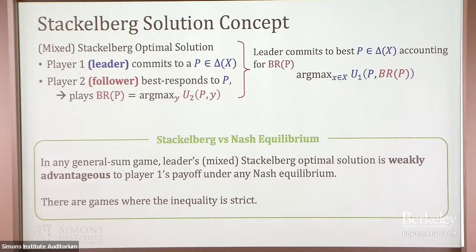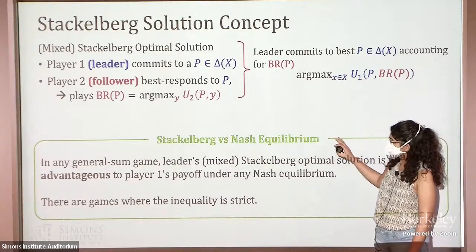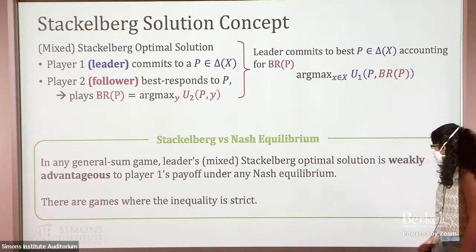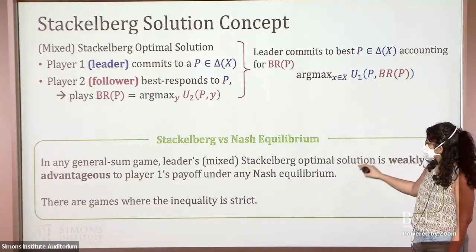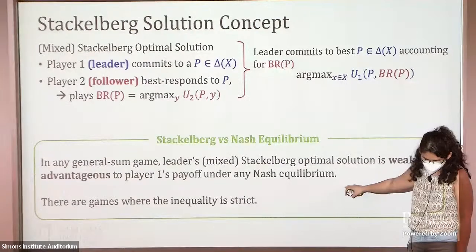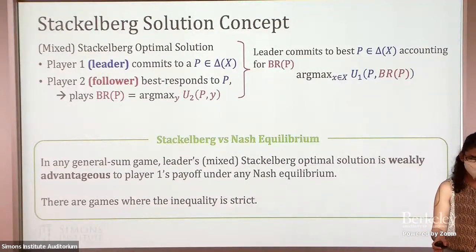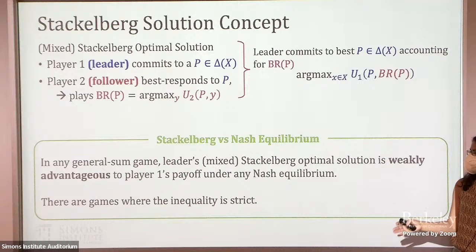So what we showed in the previous slide is that there are some games where the Stackelberg equilibrium gives the first player a better payoff than any Nash equilibrium. In fact, what we can show is something very general, and this is also due to von Stengel and Zamir, which is that in any general sum game, the Stackelberg equilibrium's payoff to the first player is at least weakly better than any Nash equilibrium.